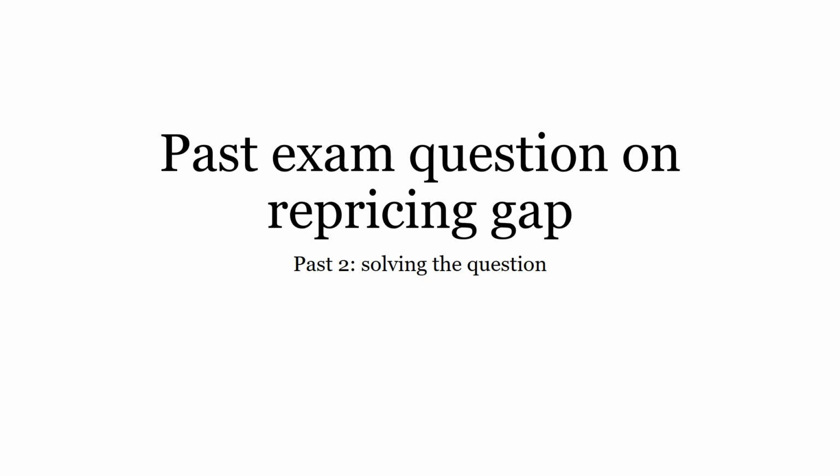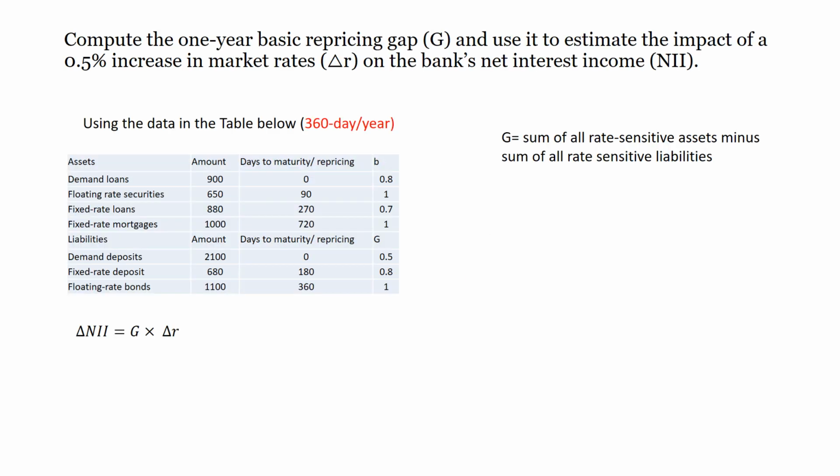Past exam question on repricing gap, part 2, solving the question. The first question you have to answer is to compute the 1-year basic repricing gap and then to use it to find the change in the bank's net interest income.